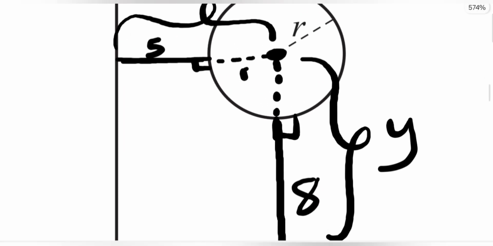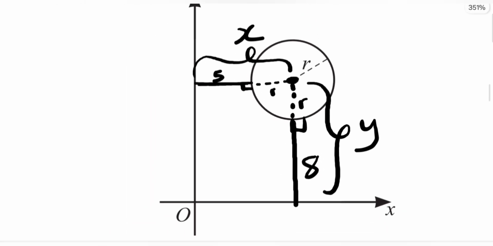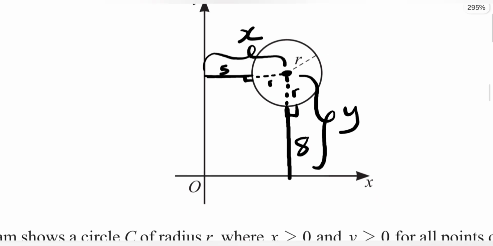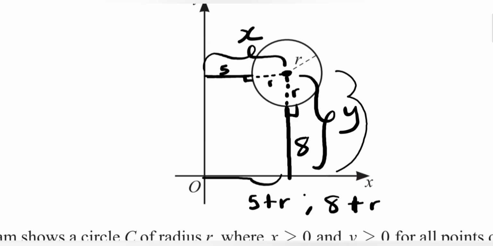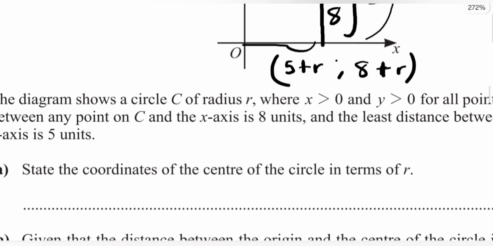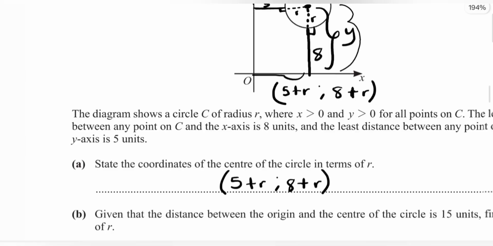And we know the radius is r, right? So writing our x coordinate will be 5 plus r, because we're moving 5 plus r units in the x-axis, and in the y we're moving 8 plus r units, right? 8 units plus r units to get to that. So this will be the coordinate of the center for 1 mark. So 5 plus r and 8 plus r, like that.